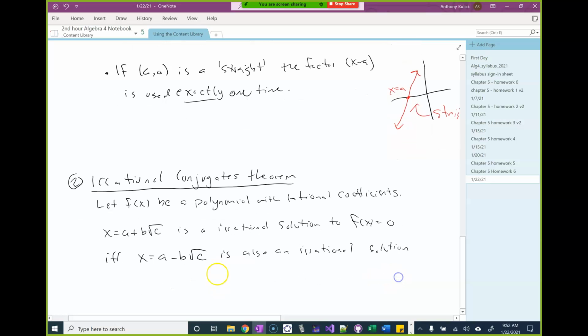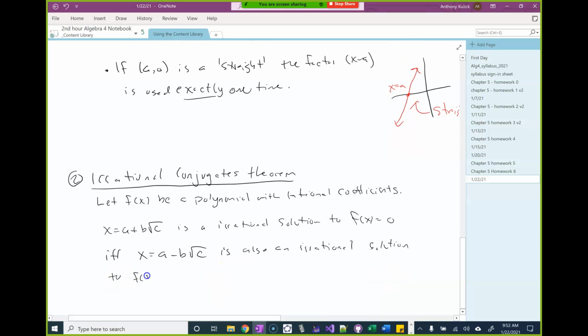So the irrational conjugates theorem says for a polynomial with rational coefficients, x equals a plus b root c is an irrational solution to f of x equals 0 if and only if x equals a minus b root c is also an irrational solution to f of x equals 0. So what this is basically saying is that these irrational solutions are always going to come in pairs. You're never going to get one irrational solution by itself.